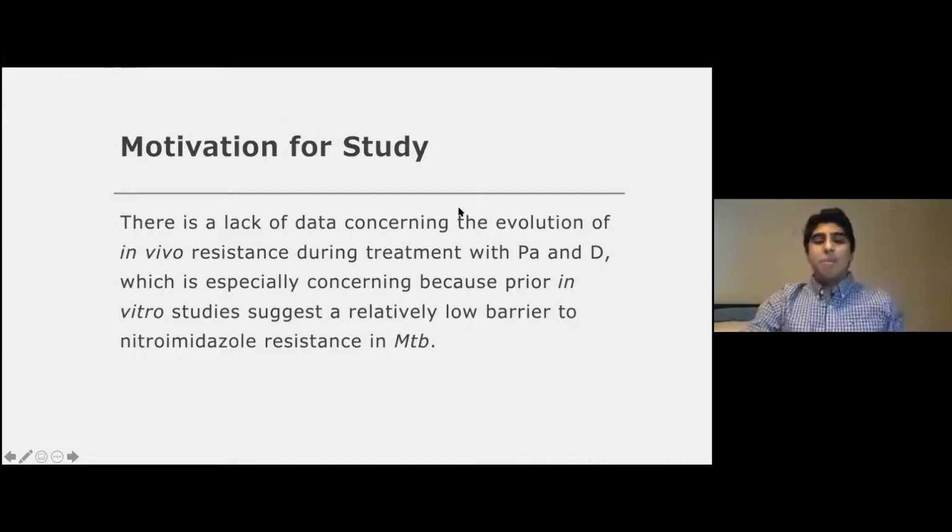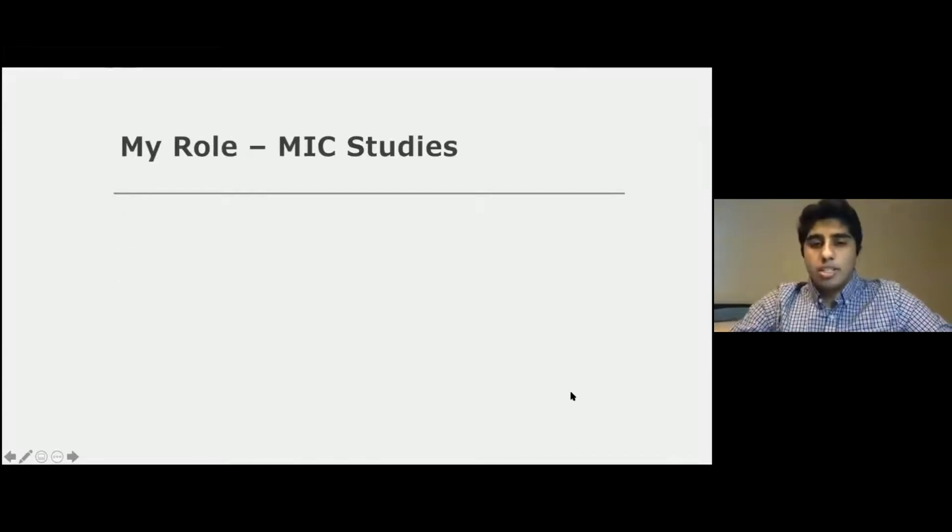So this is the motivation for the study. We just sought to see if we could identify a grouping of genes that if we detect mutations in any of those genes, we can say, okay, this particular clinical strain may be resistant to nitroimidazoles, and therefore let's combine it with these other drugs. So that was the motivation going into the study.